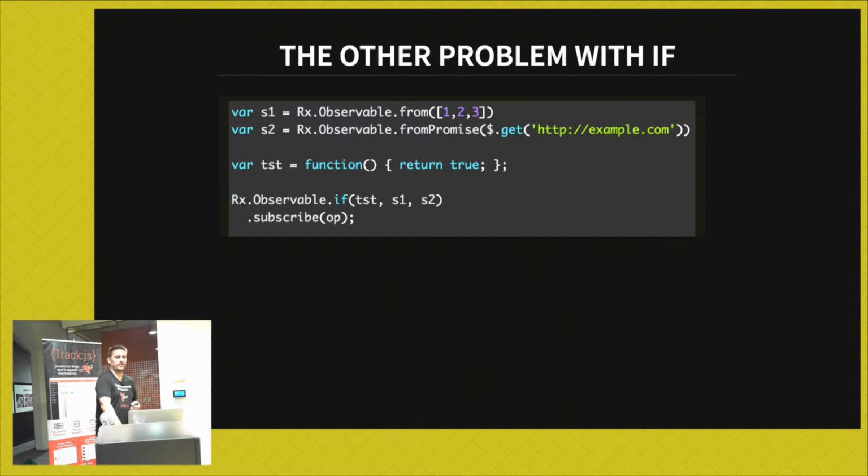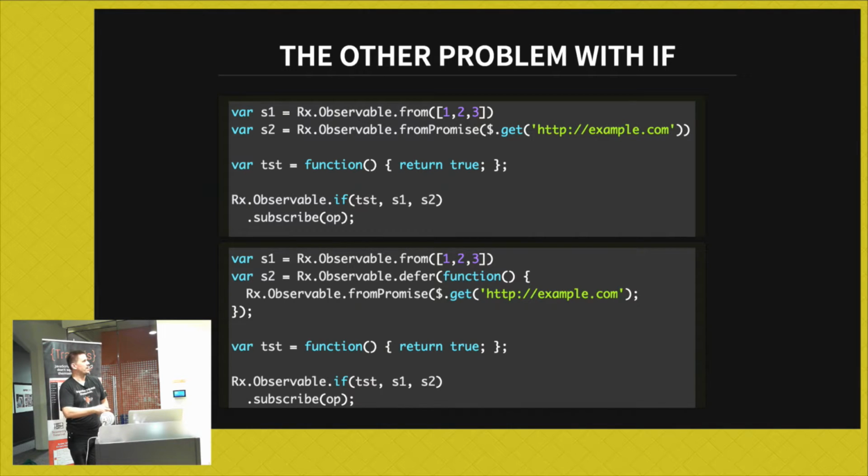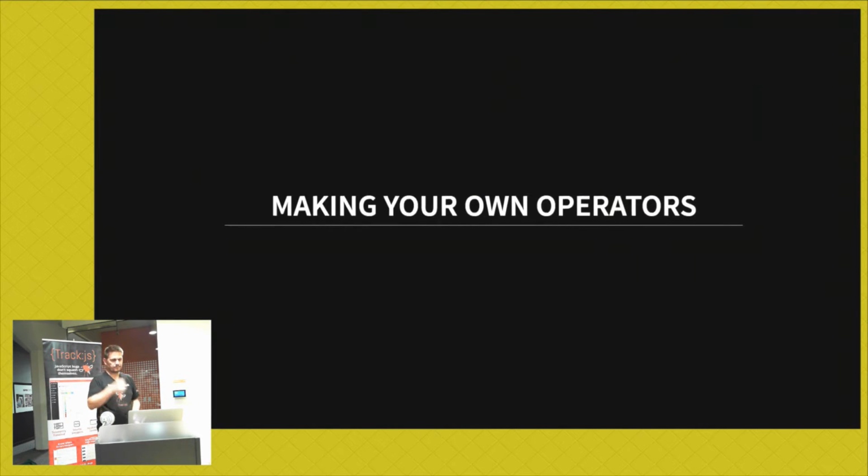So if you wanted to avoid that, there's another operator called defer, which is essentially a factory function. So as you subscribe, if S2 is true, defer gets executed, and then you do your API call. So again, minor detail that can trip you up when you're debugging things and saying, why is this API call running? It shouldn't be running. So just a little gotcha.